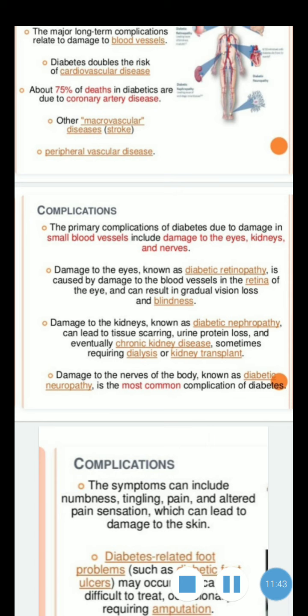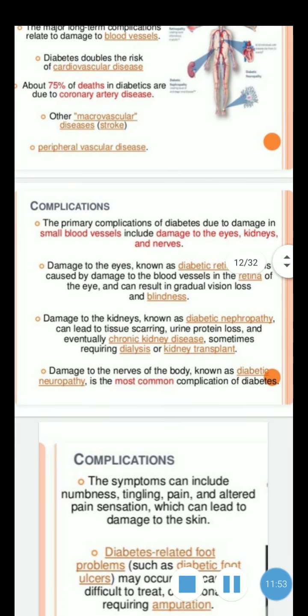The next, damage to the kidney is called diabetic nephropathy, and can lead to tissue scarring, urine protein loss, then chronic kidney disease, and sometimes dialysis or kidney transplantation. The next, damage to the nerves of the body is known as diabetic neuropathy, which is the most common complication of diabetes.